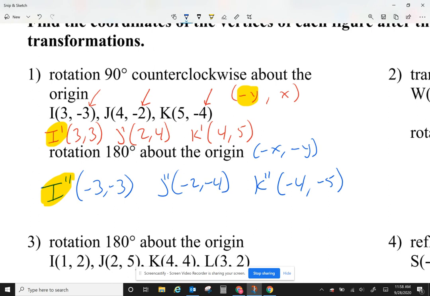Keep in mind, if I'm asking on the homework for a specific point, for example the coordinates of I double prime, I'm just expecting the coordinates. You don't have to type in I double prime and then the coordinates. Just give me the coordinates of the point that I'm asking. Don't forget your parentheses, and don't forget that after the comma there's a little space. If I was asking for J double prime, just give me the coordinates of the point that I'm asking.